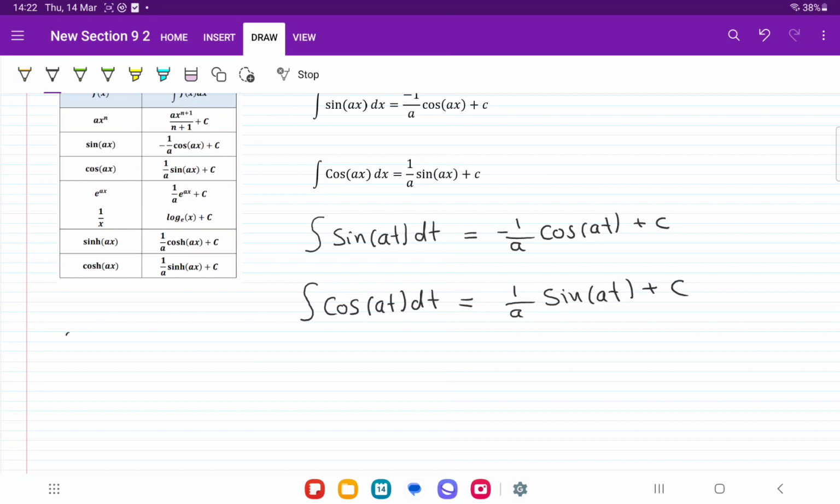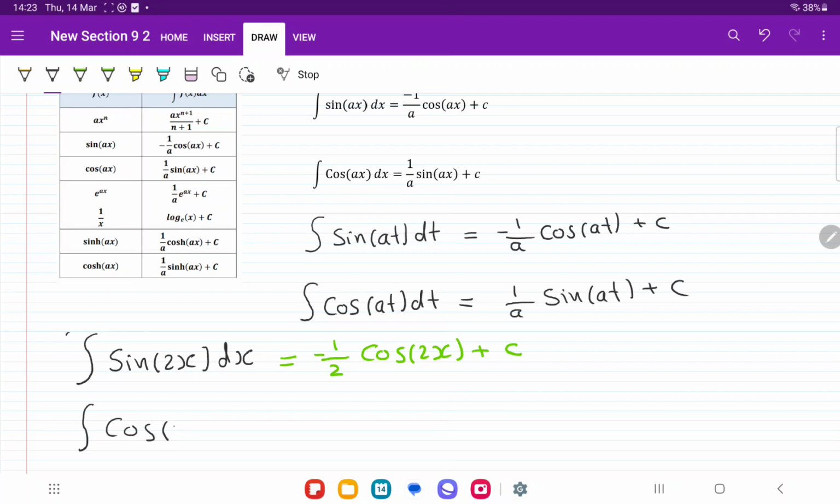Example number 1, integrate sine 2x dx. According to the formula, the answer should be minus 1 over a, so the a value is 2 here, so it's going to be minus 1 over 2, and the sine becomes cosine 2x plus c.